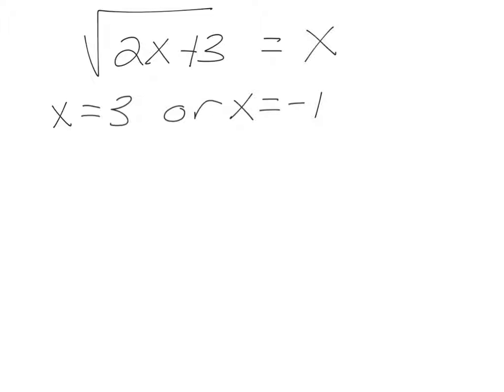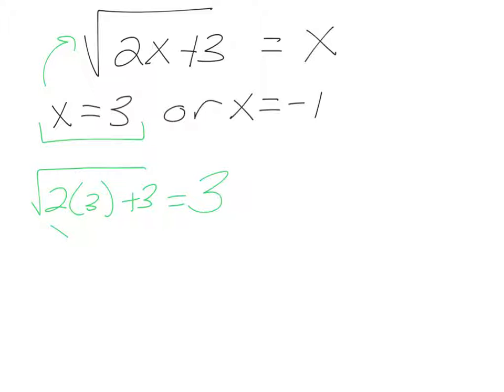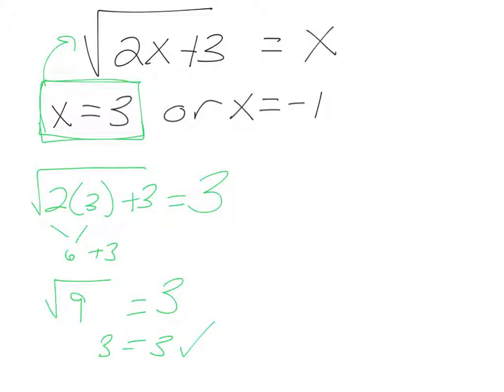So to verify our work, since we have 2 different answers, we got to try them both. So let's see if x equals 3 is a solution. So if it's a solution, it makes the original equation true. So we have the square root of 2 times 3 plus 3. That should equal x, and we think our x value is 3. So 2 times 3 is 6, and we know 6 plus 3 is 9. So the left side of this equation is root 9, and we do know that the square root of 9 is equal to 3. So this is a solution.